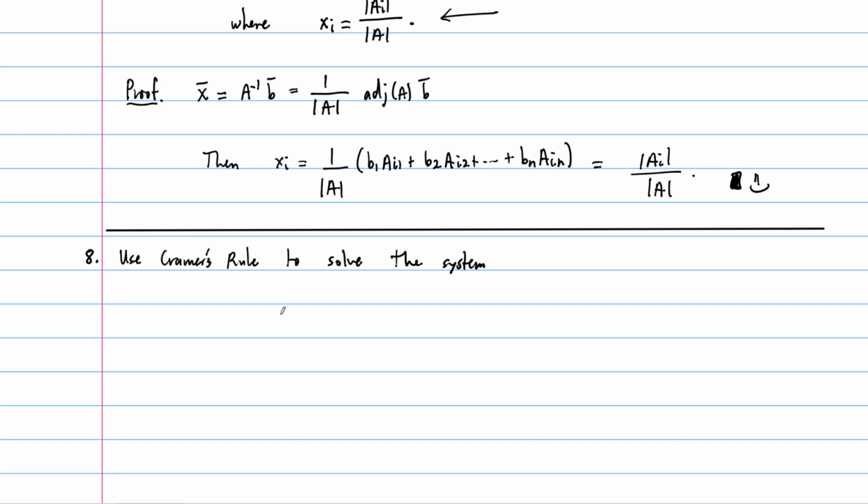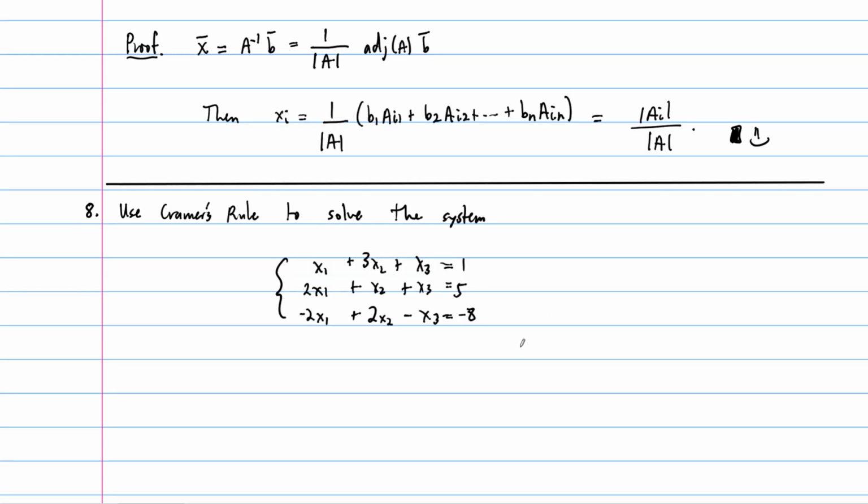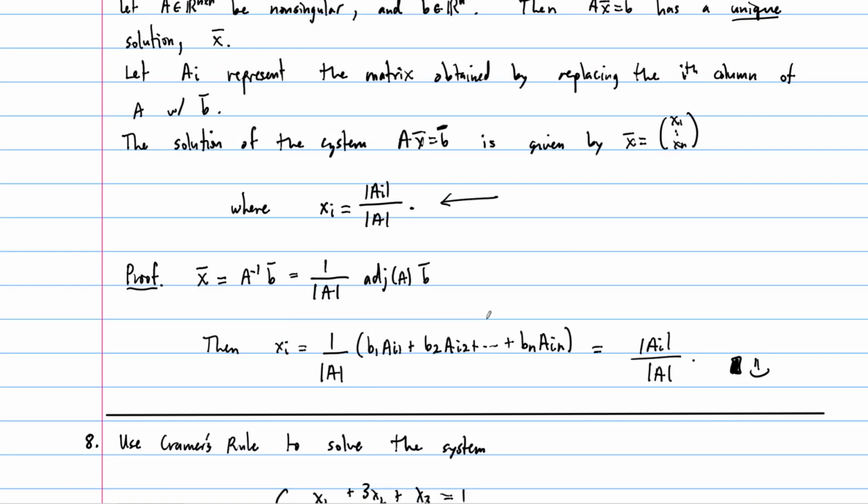So here's a system of equations. x1 plus 3x2 plus x3 equals 1. 2x1 plus x2 plus x3 equals 5. Negative 2x1 plus 2x2 minus x3 equals negative 8. All right, so try to at least get this started as far as you can on your own.